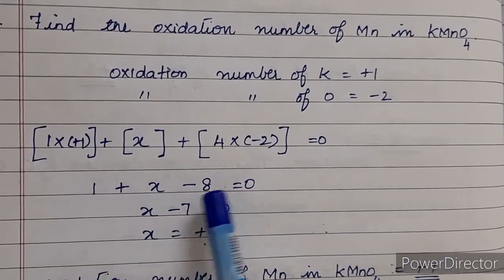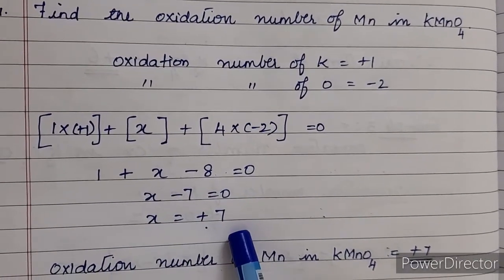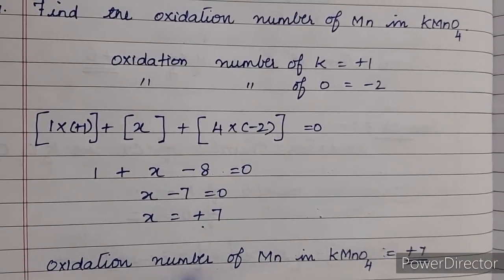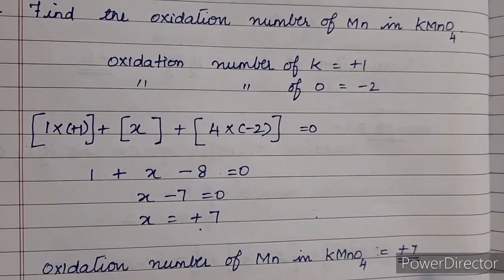So when you subtract 1 minus 8, it becomes minus 7. So X minus 7 is equal to 0. X is equal to plus 7. So the oxidation number of manganese in KMnO4 is plus 7.